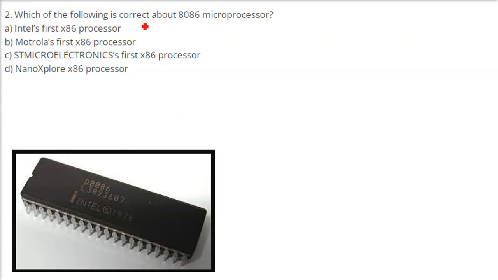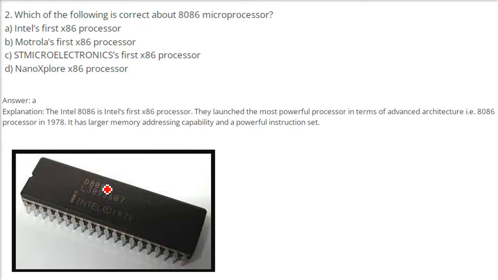Which of the following is correct about the 8086 microprocessor? Now you see the picture, you can see 8086, and there is a year also, 1978. Along with this, Intel is also written. So this is the Intel 8086.